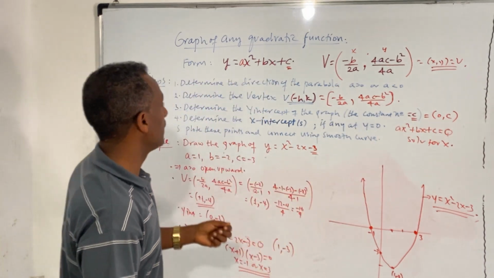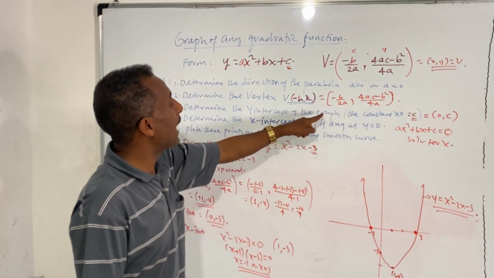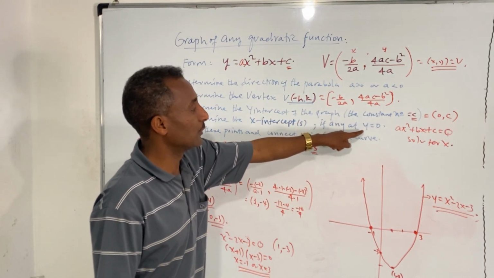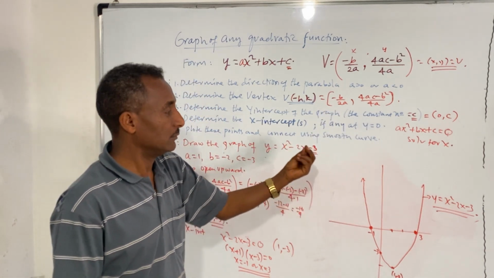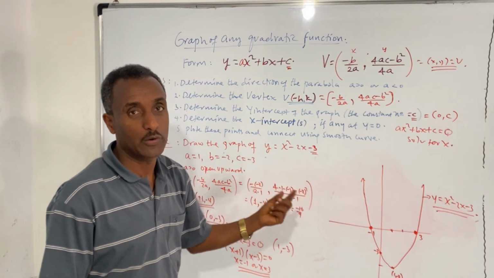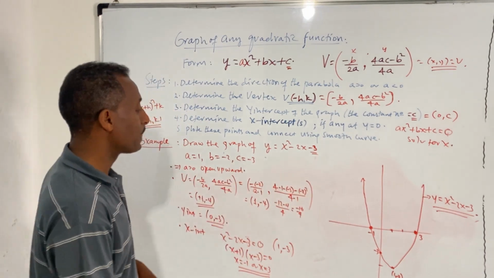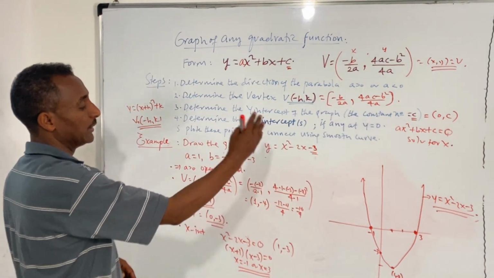the graph. Another step is to determine the x-intercept at y is equal to 0. Here it is at x is equal to 0, and this one is at y is equal to 0. By setting y to 0 and solving, we get 1 or 2 solutions, which means the points at which our graph crosses the x-axis. When we join and connect them, we get the right graph.